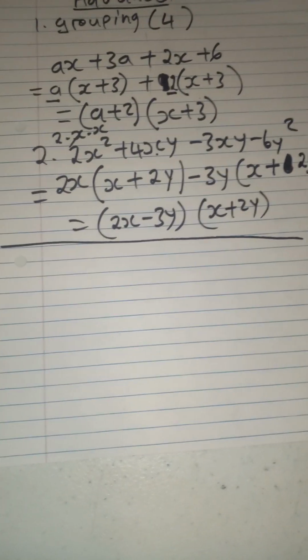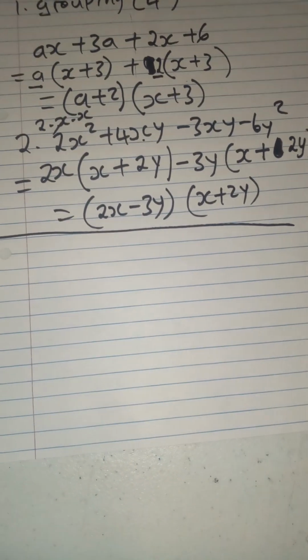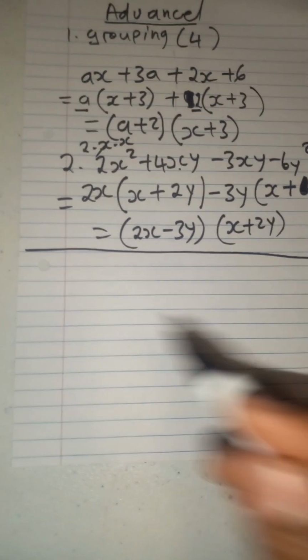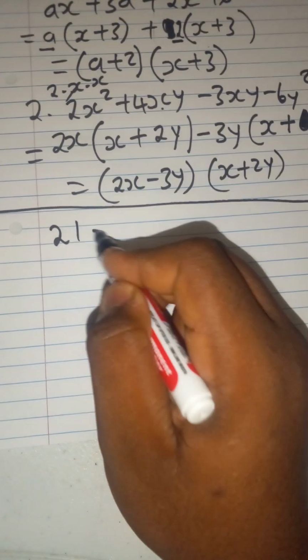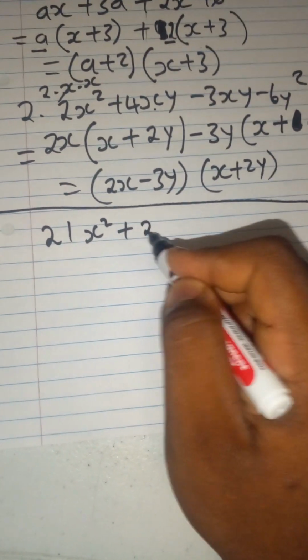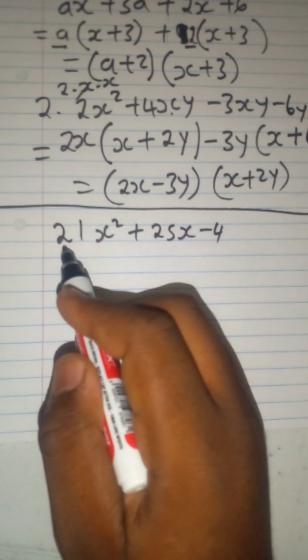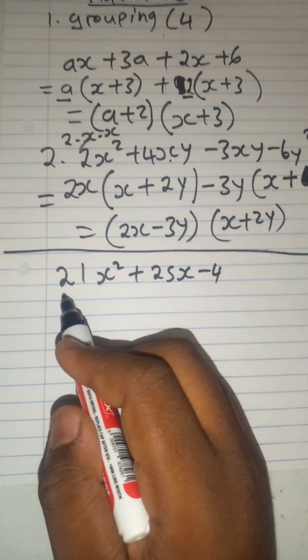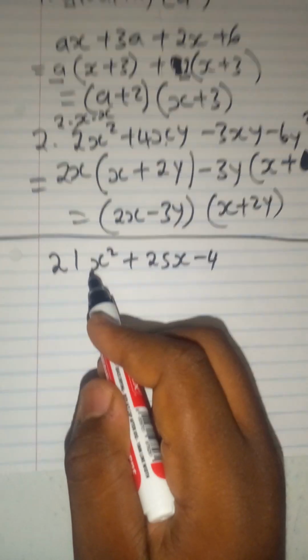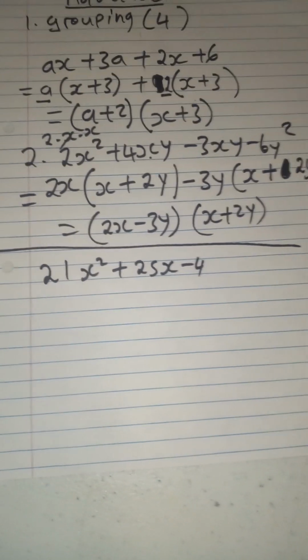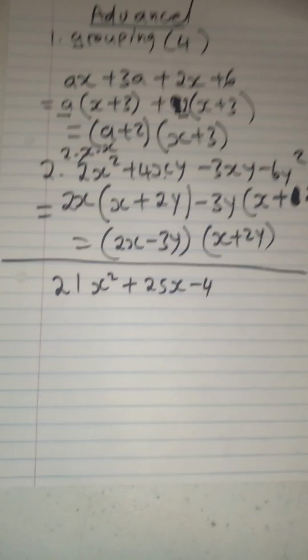Let's go to the other one now, but this one is more advanced. It is a quadratic equation. Let's start with this one. Let's say I have 21x squared plus 25x minus 4. As you can see now, the coefficient of this equation is greater than 1. It's simply 21. So what do you do when you are having such a number there?